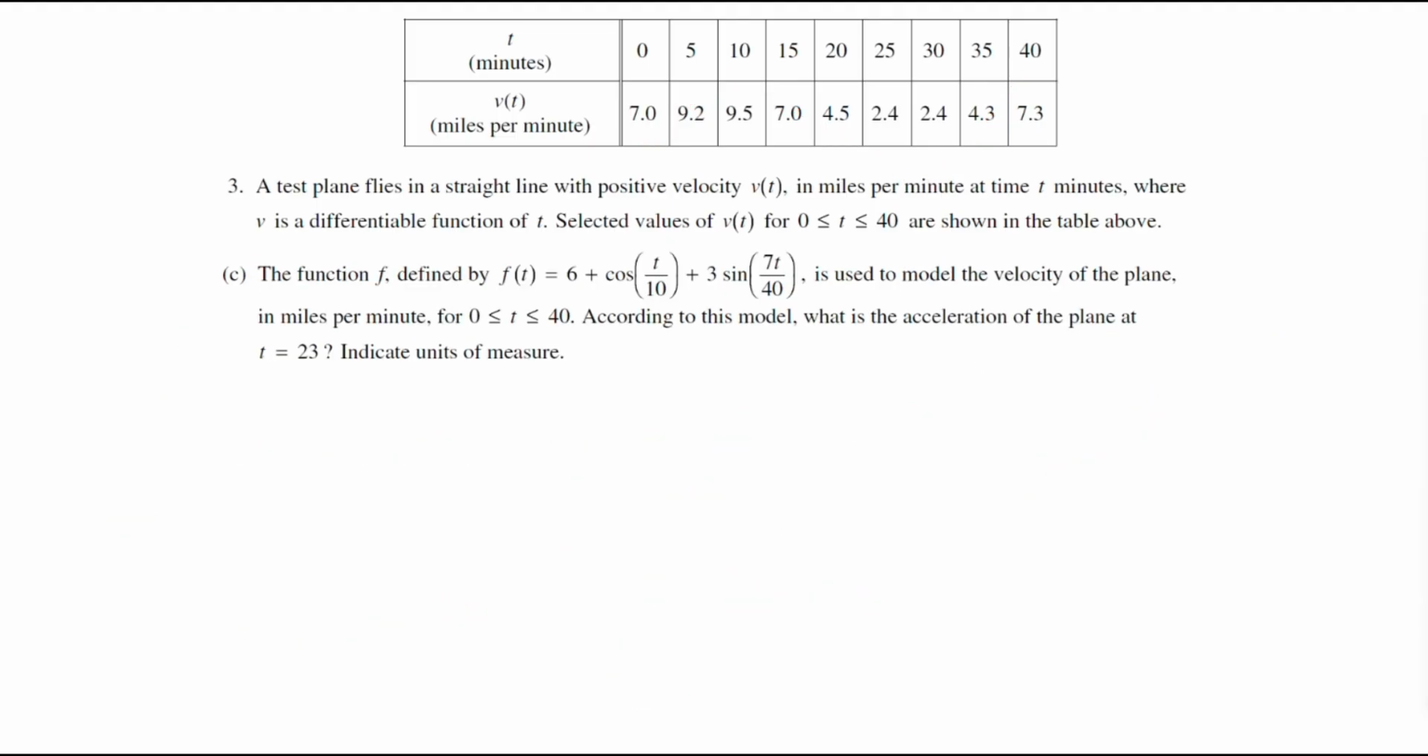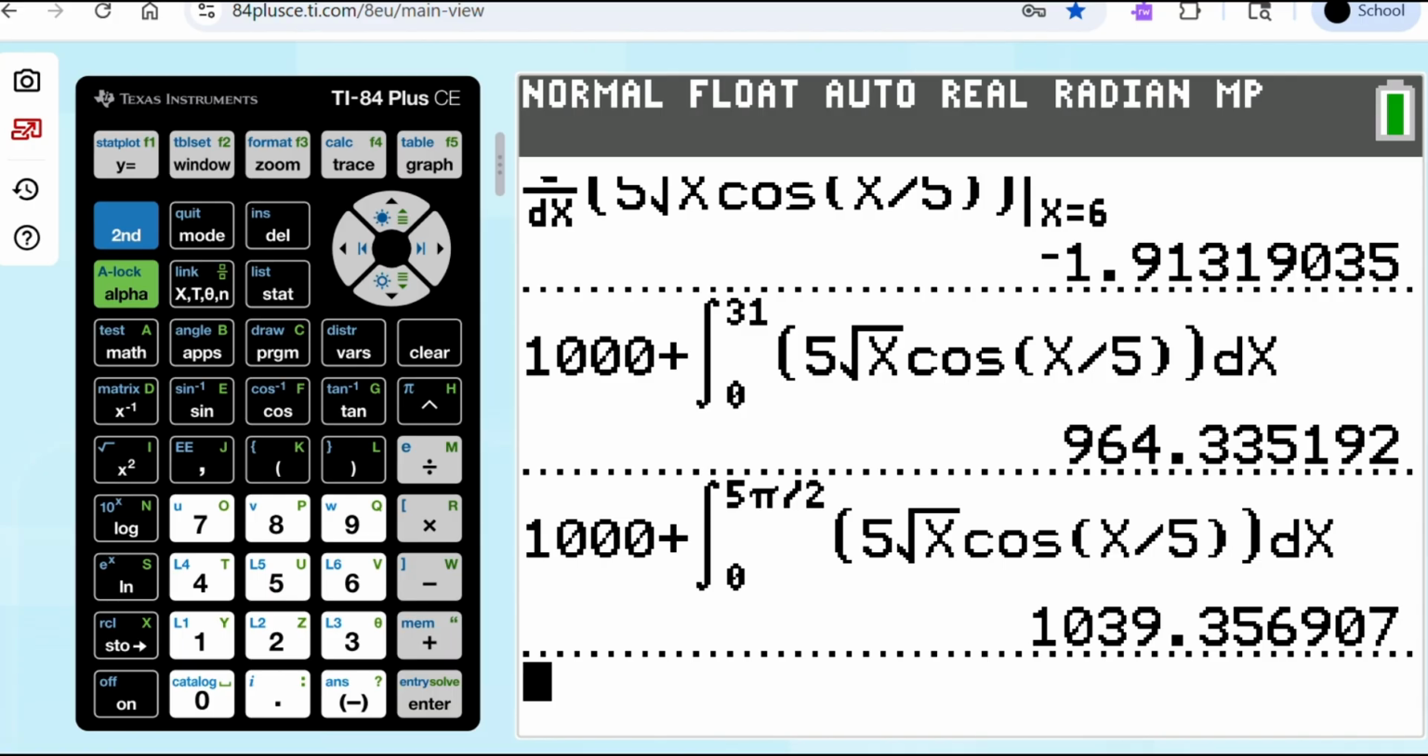In part C, we've got a new function, f of t equals 6 plus cosine of t over 10 plus 3 sine of 7t over 40. That's now a new model for the velocity. We want to know what the acceleration is, if that's the velocity, at t equals 23. So all we really want is f prime of 23. You could do all this by hand, but since this is a calculator question, we're just going to take the derivative at 23 on our calculator.